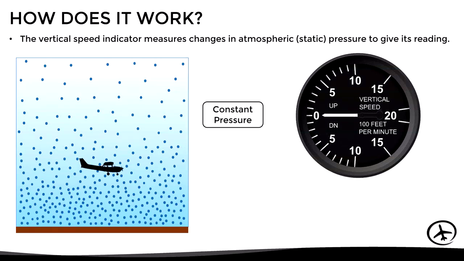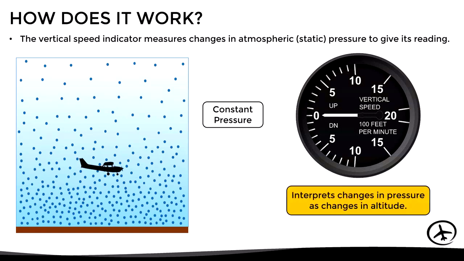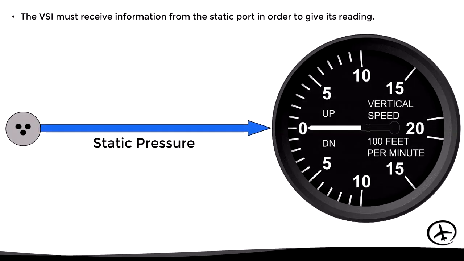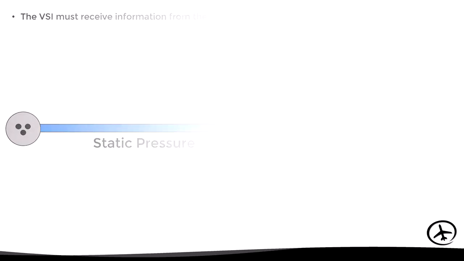In general terms then, the VSI interprets changes in pressure as changes in altitude. And measuring how fast the pressure is changing is how it can determine the rate of climb or descent. That's why it is necessary that the instrument receives static pressure information from the static port. So far, we have seen the basic principle of operation, but let's see more in detail. How does the VSI actually measure the changes in static pressure?